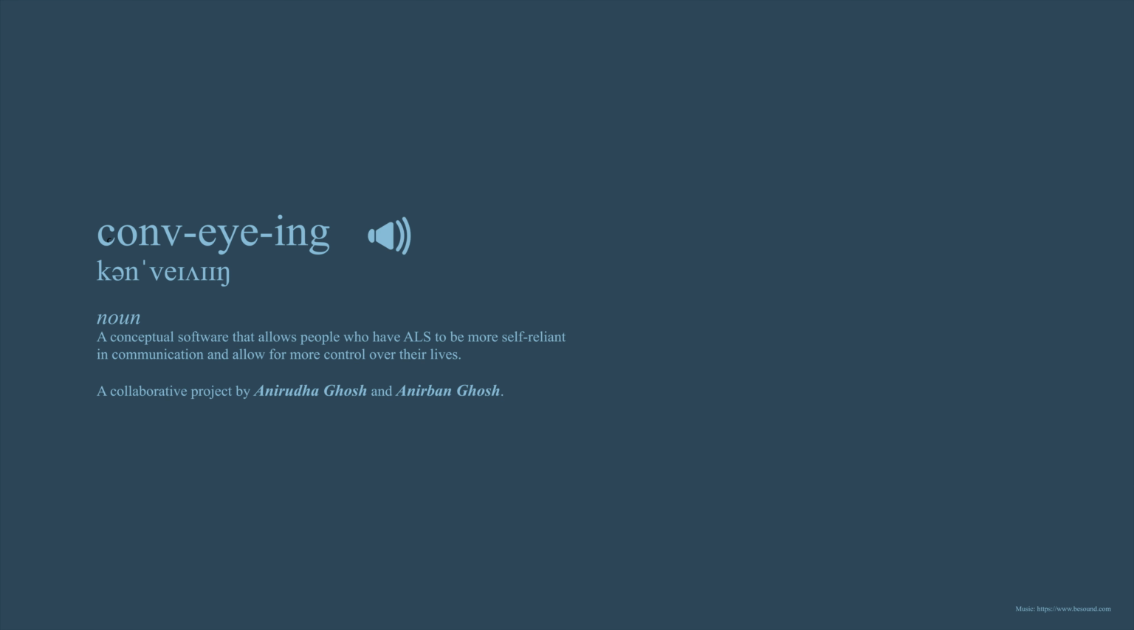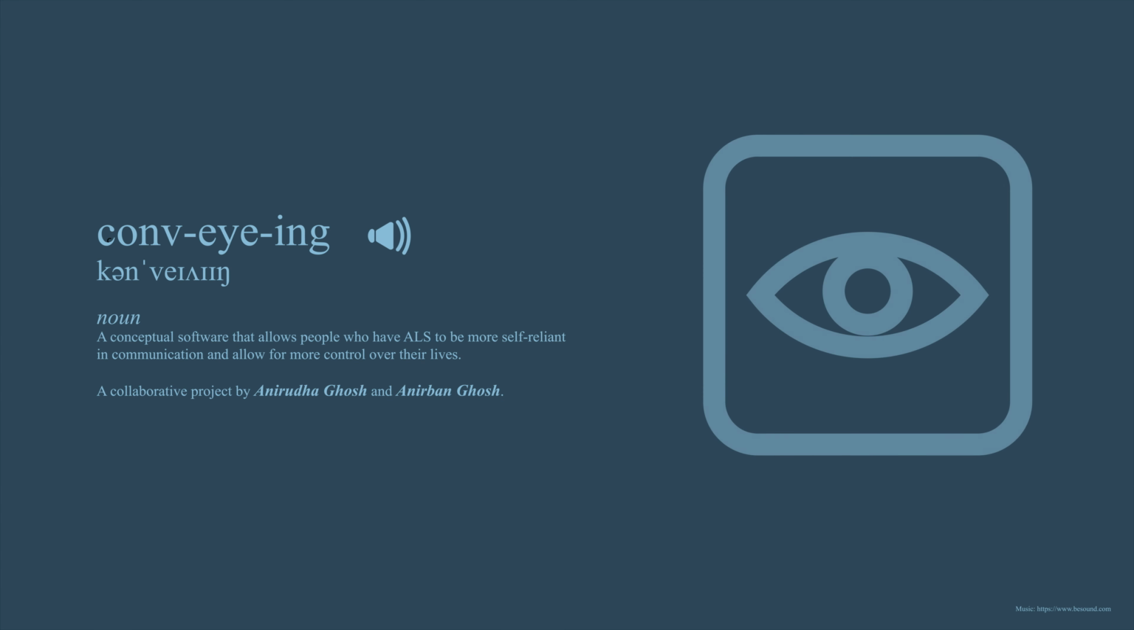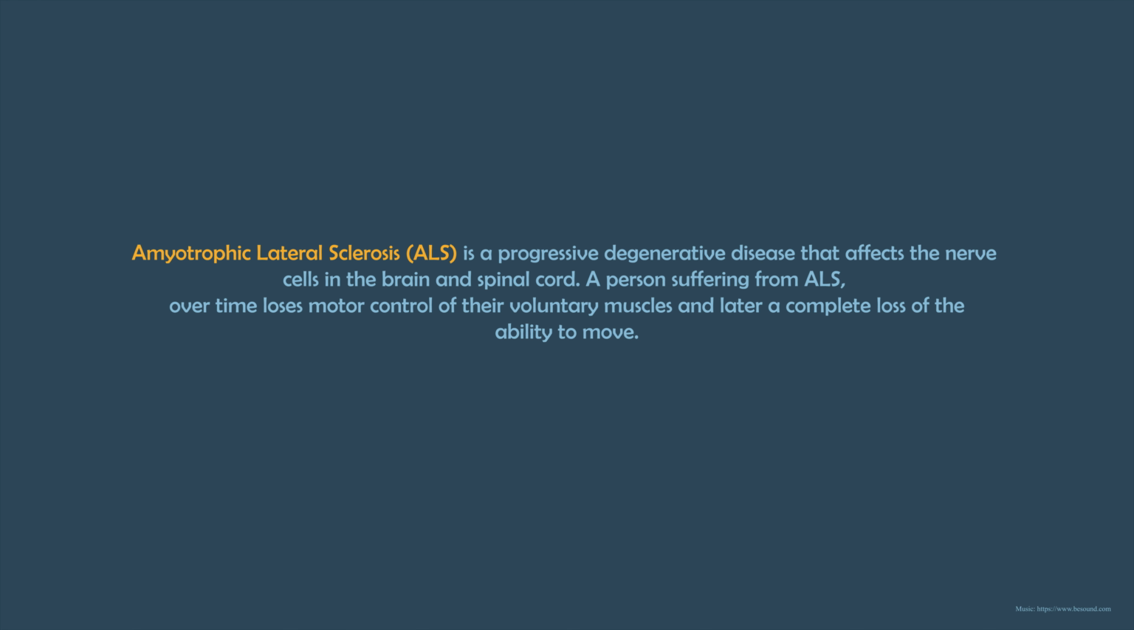Conv-Eye-ing, a conceptual software that allows people who have ALS to be more self-reliant in communication and allow for more control over their lives. What is ALS?